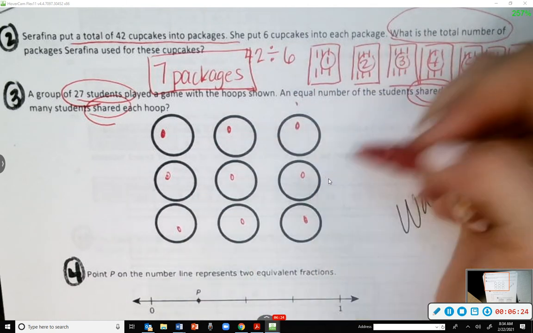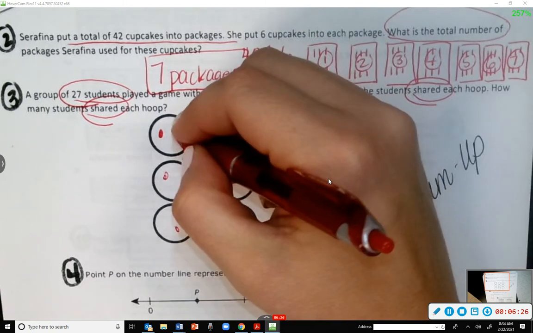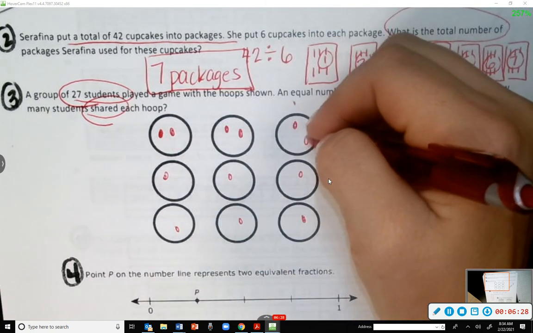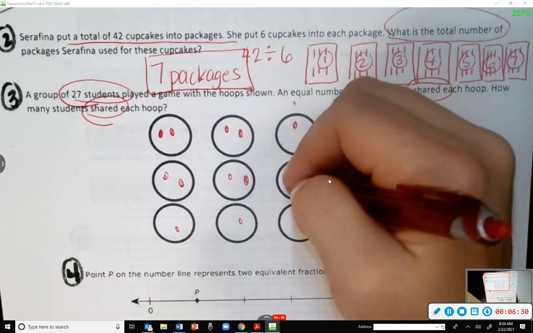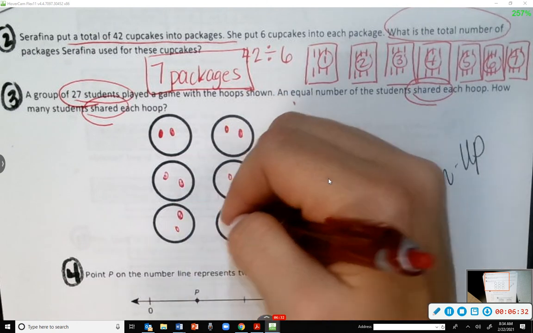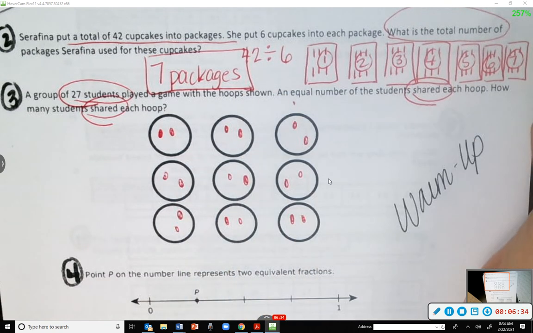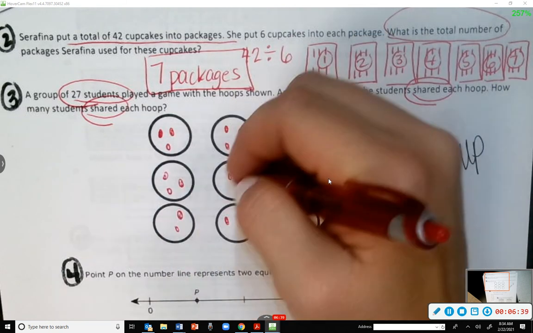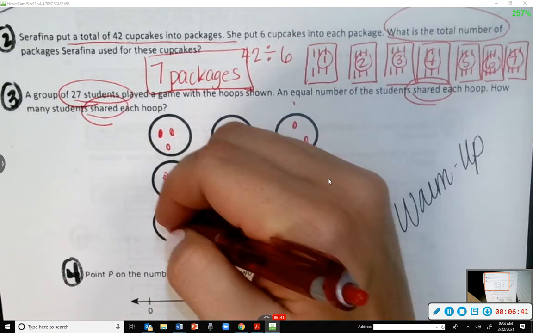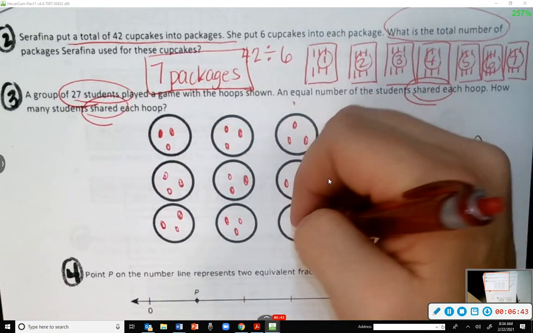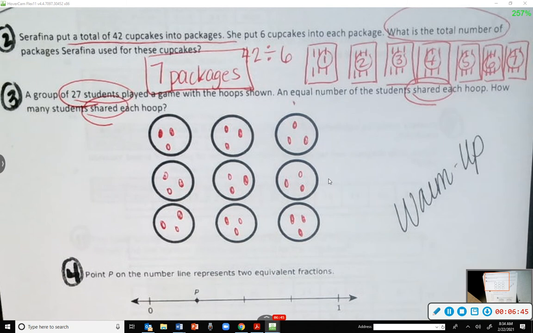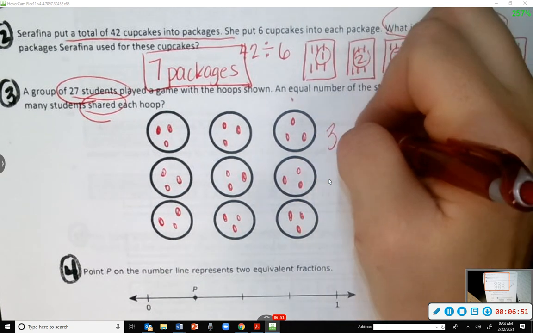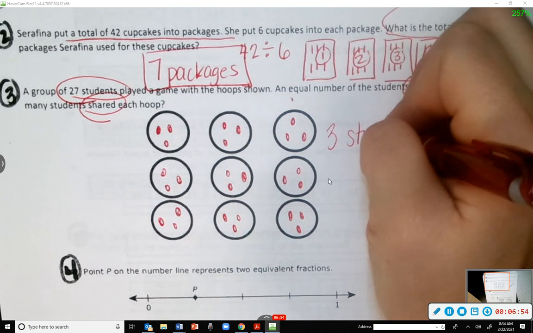So that's 9, 10, 11, 12, 13, 14, 15, 16, 17, 18, 19, 20, 21, 22, 23, 24, 25, 26, 27. I can stop. How many are in each group? 3.